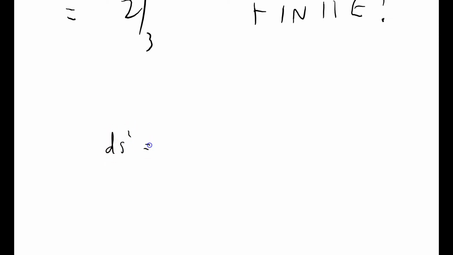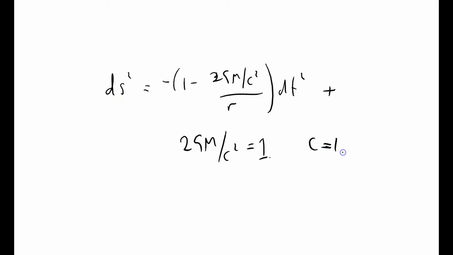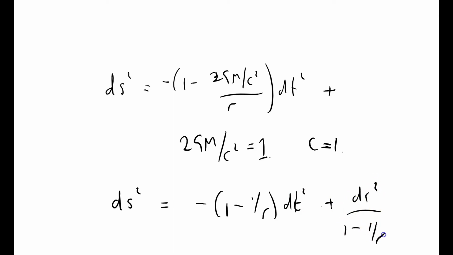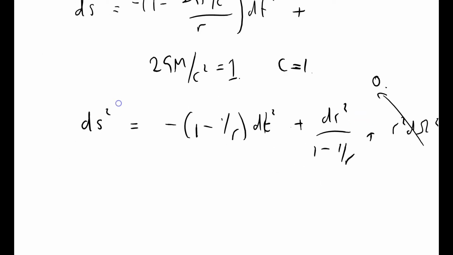We've got ds squared equals minus 1 minus 2GM over c squared r, dt squared, plus, and of course I'm going to choose 2GM over c squared equals 1. That's my unit of length, and I'm also going to choose c equals 1. So ds squared, my line element squared, is minus (1 minus 1 over r) dt squared, plus dr squared over 1 minus 1 over r, plus r squared d omega squared, which I'm going to set to 0 because I'm considering radial motion.